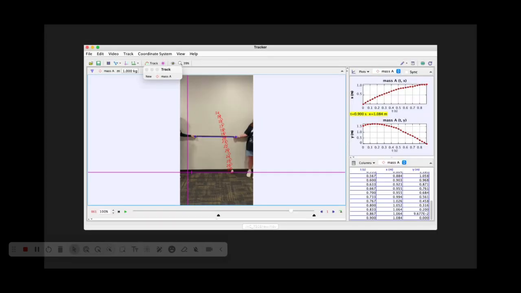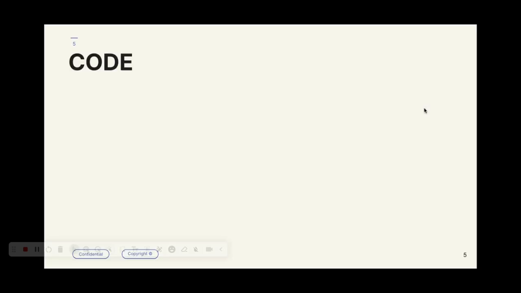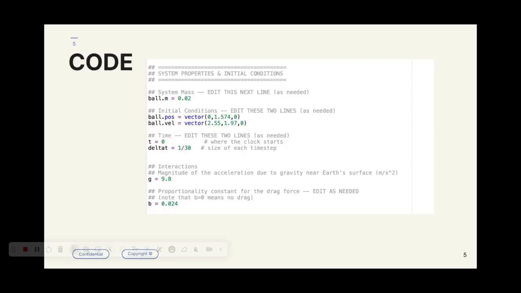So like before, our lab was very similar. Using Tracker, we were able to take the middle of the ball as it went through the motion and develop our line and trajectory. So our code was very similar to last time.